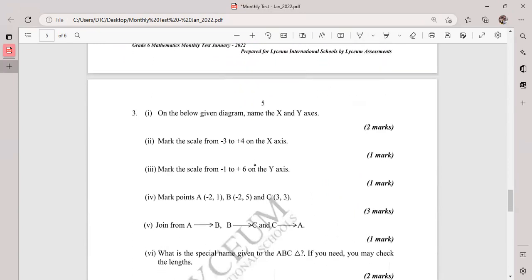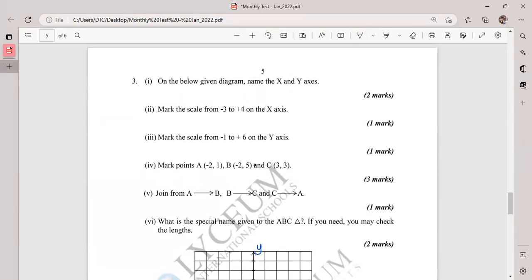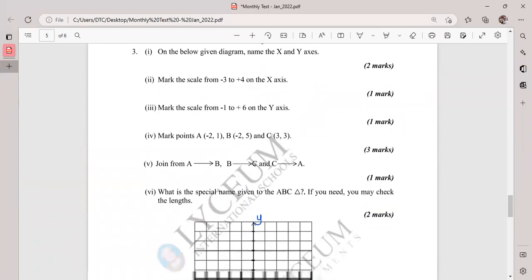Right, we'll move to question number 3, children. So this is from the coordinate lesson, right? They have given the Cartesian plane, right? Can you remember I told you that the horizontal number line and the vertical number line join together, combining them together, and we get the Cartesian plane. And the horizontal one, we name it as X, and the vertical one, we name it as Y, right? So on the diagram given below, name the X and Y.